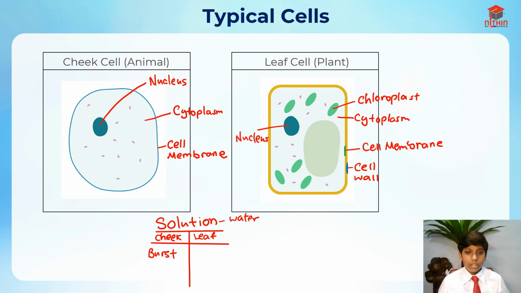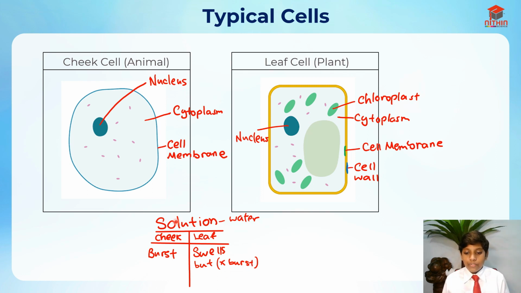Next, the leaf cell. When it rains, the rain lands on the leaf as well, right? So it must be protected from the rain. How does it not burst? The leaf cell doesn't burst because of the cell wall. It supports the cell. The cell swells, but it does not burst. So let me put a cross for burst, which means it does not burst, right?